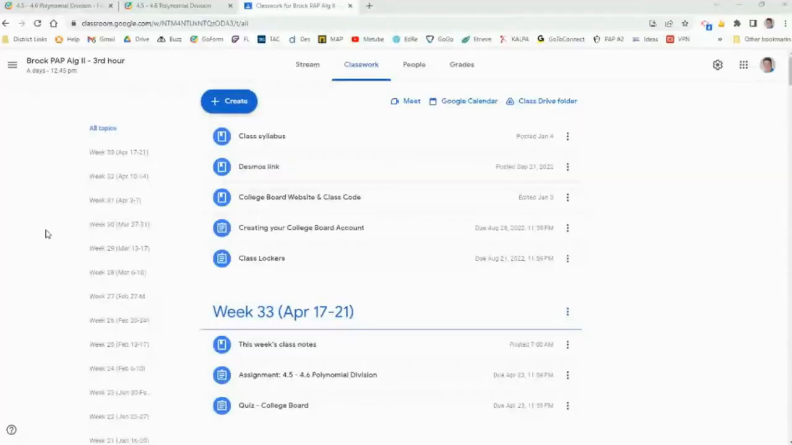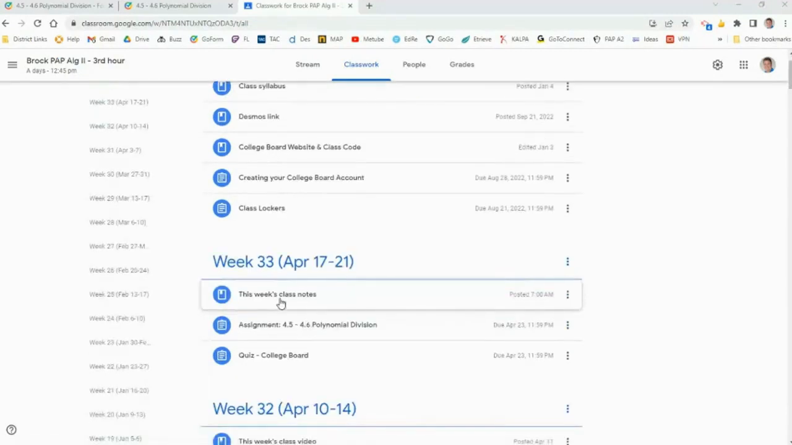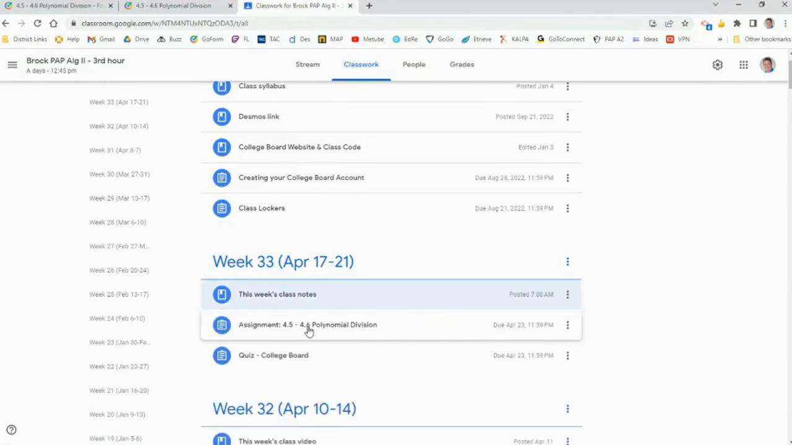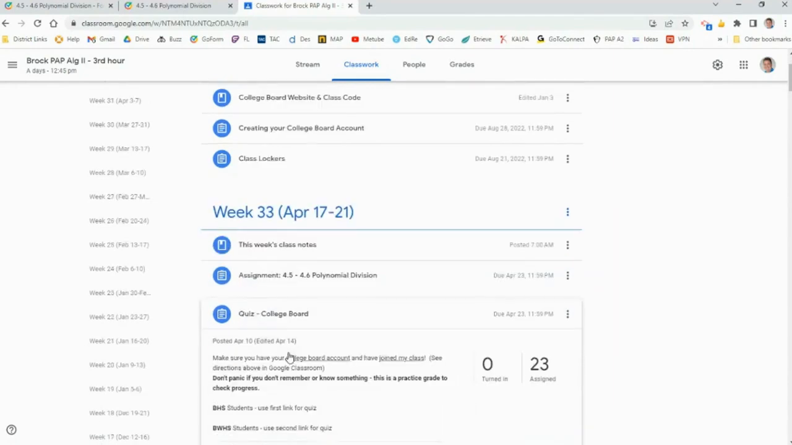Do we have a College Board quiz? Thank you for asking that, because I forgot about that last week. So I moved it to this week. All right. So looking in Google Classroom, here's week 33. Here's the notes that I will take pictures to put the completed notes up here. This is just the blank notes. Here's our assignment that we just looked at in formative, but we also have this College Board quiz.